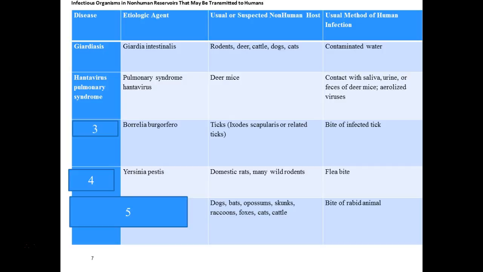Their urine is contagious. It can become part of the environment, and it can become aerosolized. The good news is it's not prevalent in this part of the United States. It's more prevalent in Arizona, the more arid regions. So again, one of the things you want to avoid is mice, which would be the prime carriers of this virus.